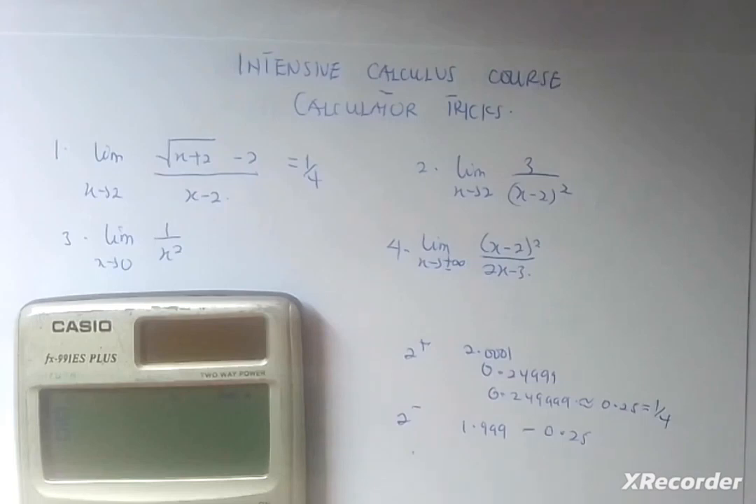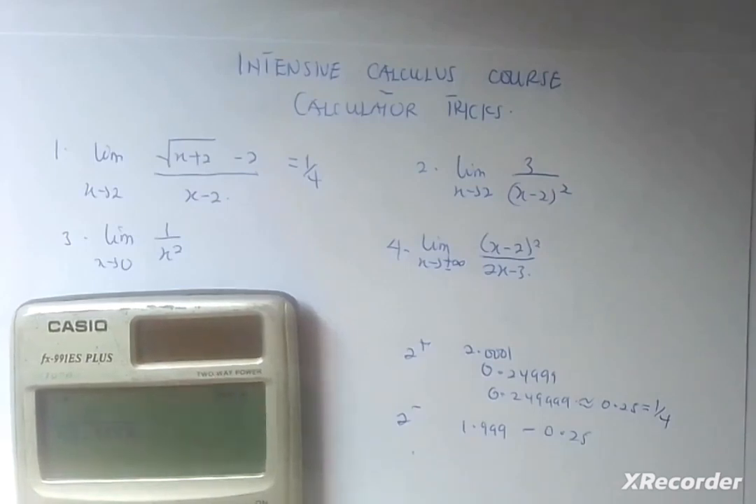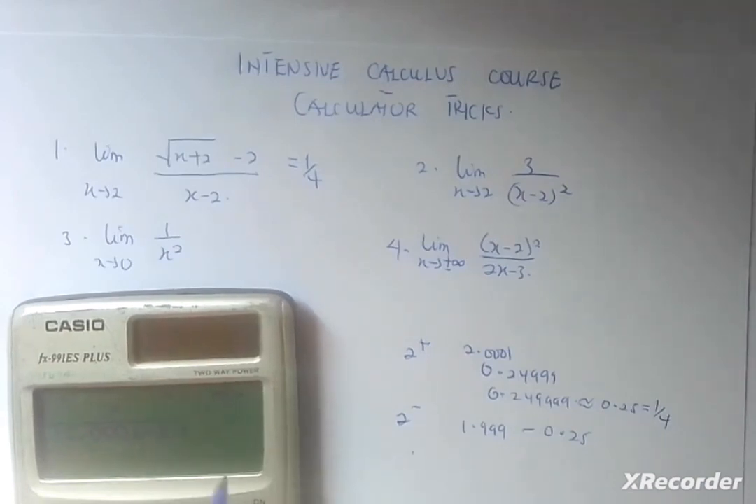First, I said you take 2 plus, the right side, any number greater than 2 but very close to 2. So you have 3 over the expression, open bracket, 2.0001, then minus 2, all squared.